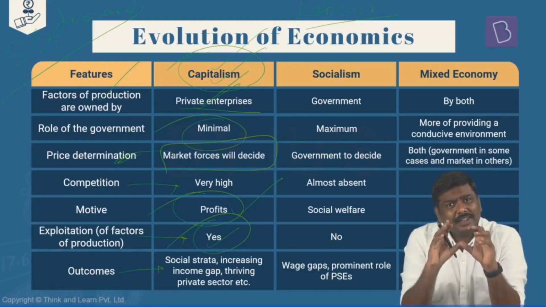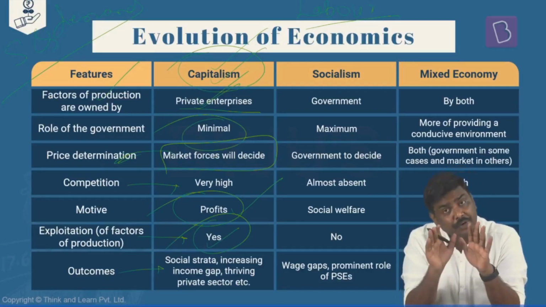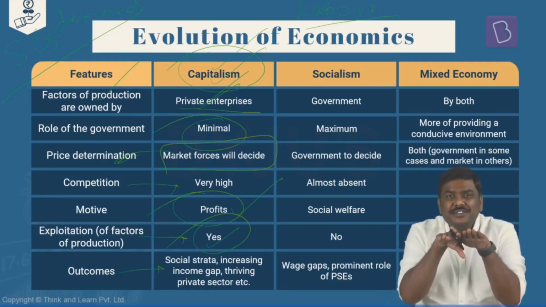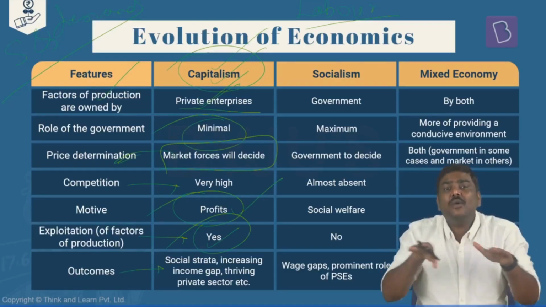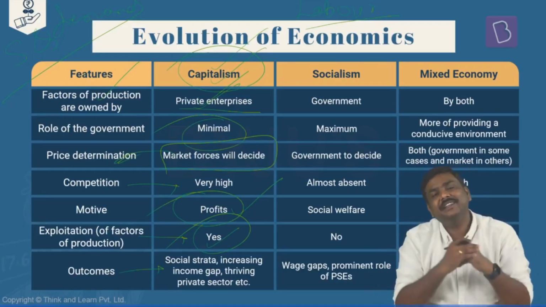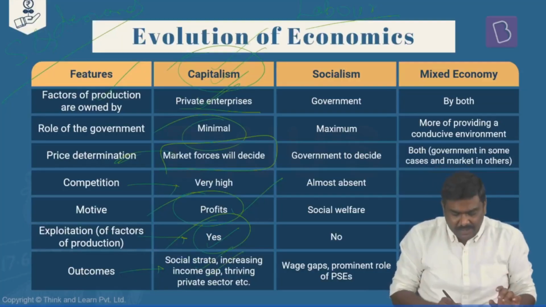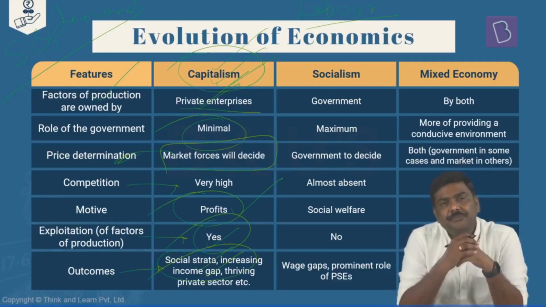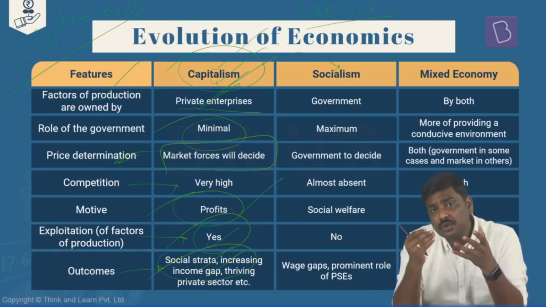Having said so, are there any issues or concerns related to the outcomes of the idea of capitalism? Definitely yes. In case of capitalism, what you'll see is there is social stratification. There are wealth inequalities, income inequalities present in the economy. So, social strata, increasing income gap, etc. are the negative outcomes of the idea of capitalism. Now, as a reaction to capitalism, there is emergence of the concept of socialism.